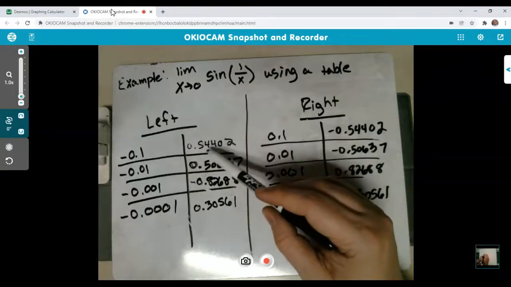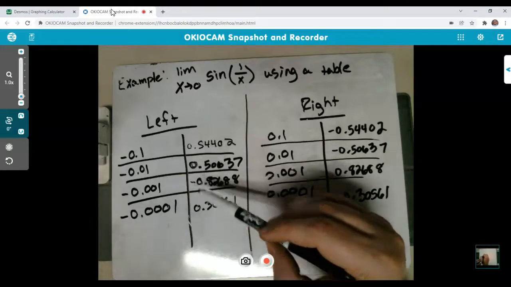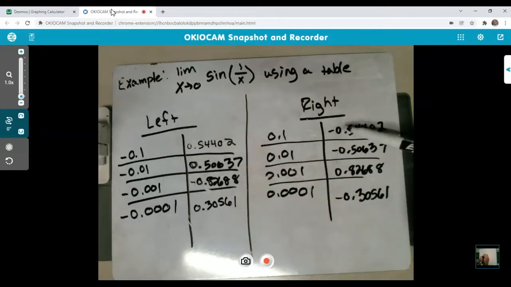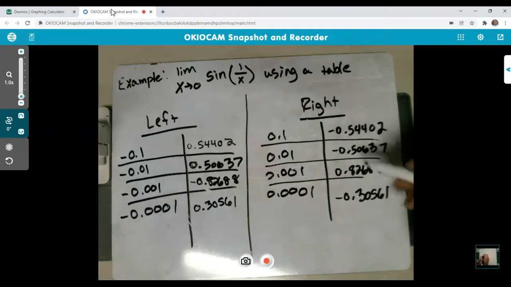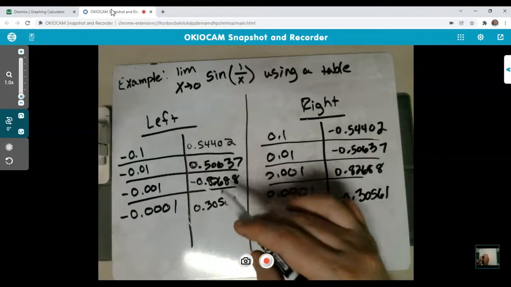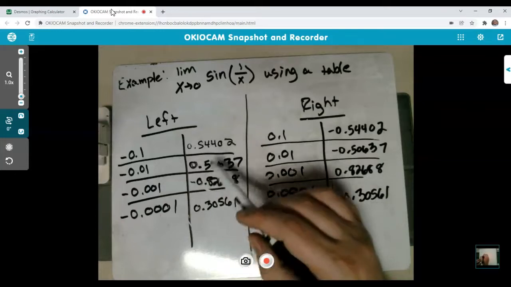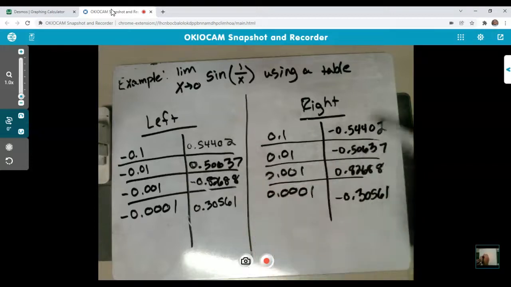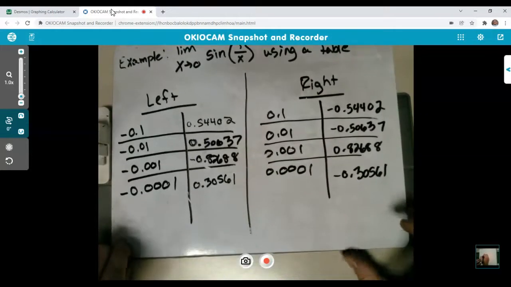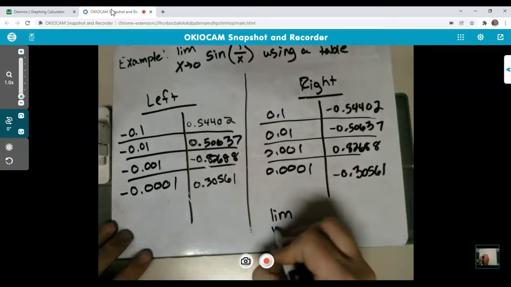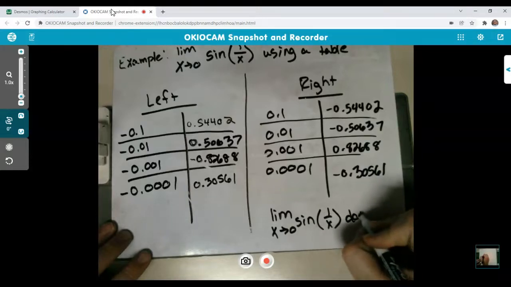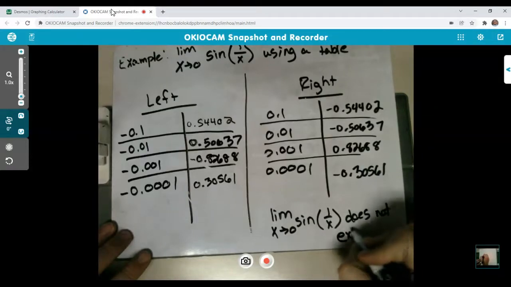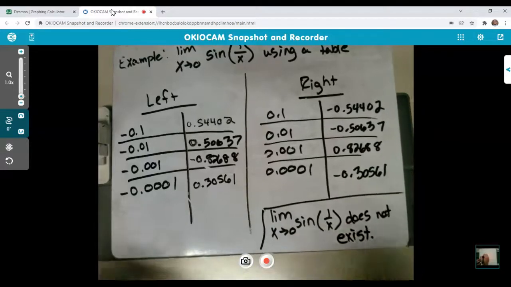crazy, right? This is positive, positive, negative, positive. Same thing over here. The signs are switching. I'm not approaching a single value, right? I'm not getting closer to one y here. They are just going like some are high, some are low. So since I'm not approaching a single number, I say the limit as x approaches 0 of sine of 1 over x does not exist, because there's not a number I'm getting closer to.